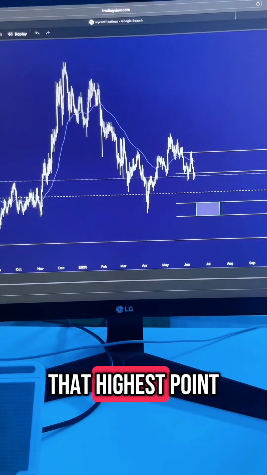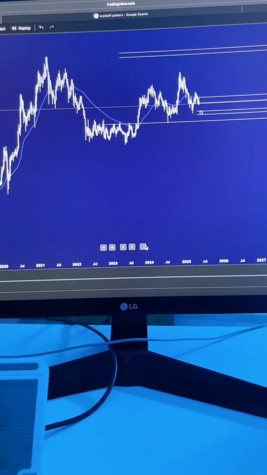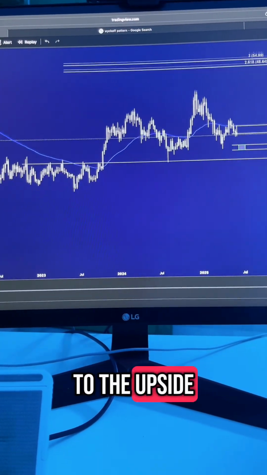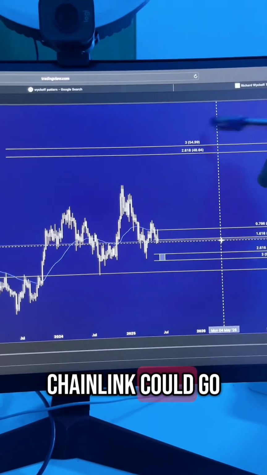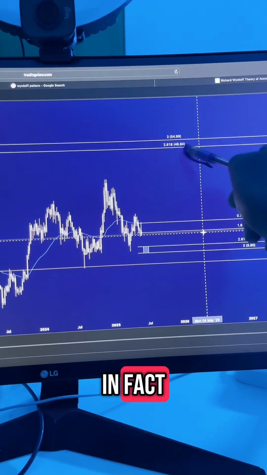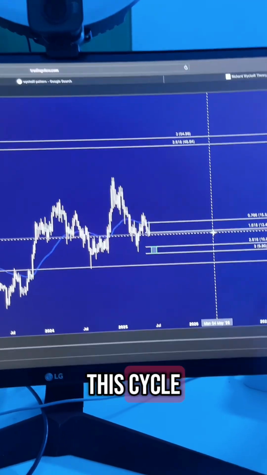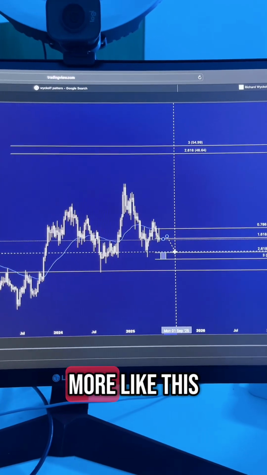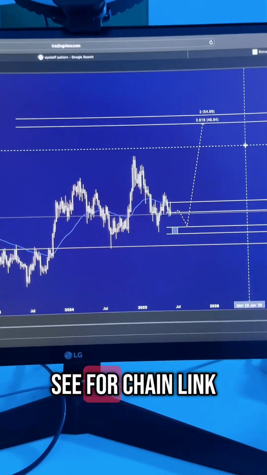Well, to get that highest point, we have to zoom out. And then we are now looking to the upside. Well, to the upside, just so that I don't over-explain this stuff, Chainlink could go as high as $48. In fact, that will be the lowest we will be expecting for Chainlink in this cycle. So we therefore have something that looks a bit more like this. That is what we could see for Chainlink.